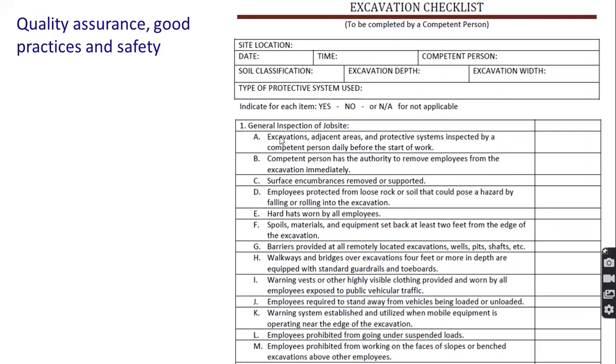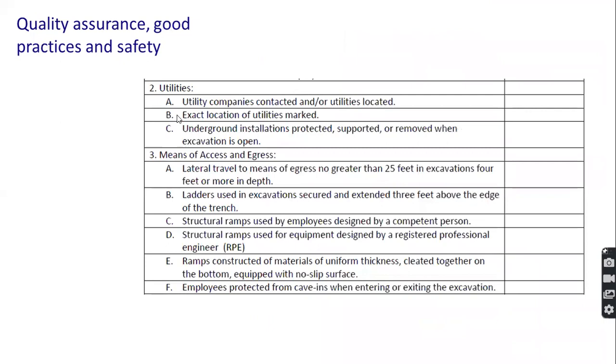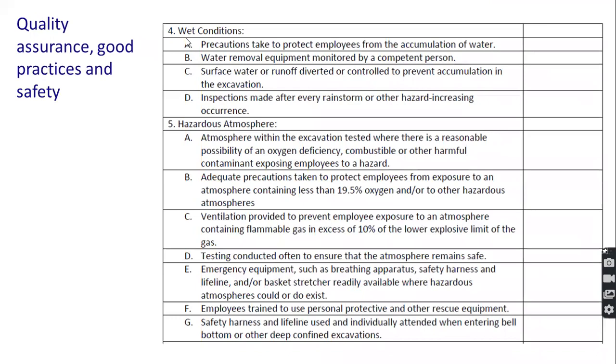inspection of job site, and there are different checks to be done. Then utilities, someone has to look at the utilities, whether they are protected, supported, removed, and so on. Then means of access and egress, wet conditions, hazardous atmosphere, so different checks to be made. Then comes the support system.